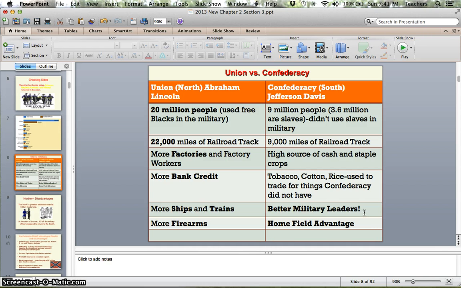They picked the home ground, and their leaders were wise. They knew when to retreat. They knew when to flank. And this was a big one, like Robert E. Lee and others. They were better military leaders.